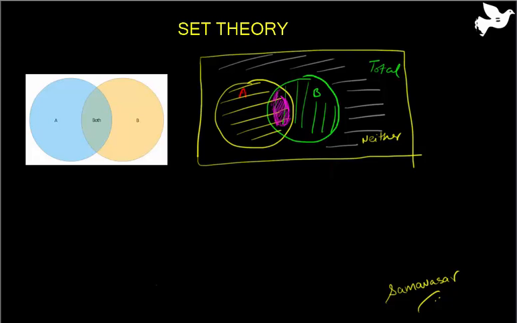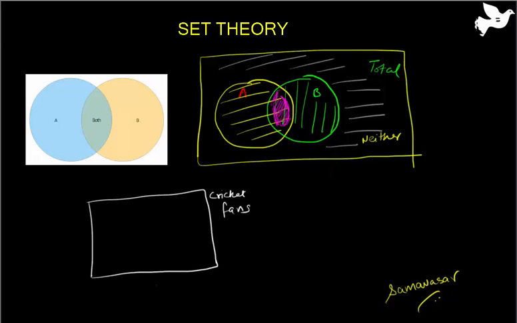Now let us take an example. So this is my entire set. Let us say my entire set belongs to cricket fans overall. Now let me draw one circle in it which says that anyone who's part of this circle is an India fan. Okay. Now let us say the other circle is all the people who are cricket fans who are Pakistan fans. So now let us understand this diagram.